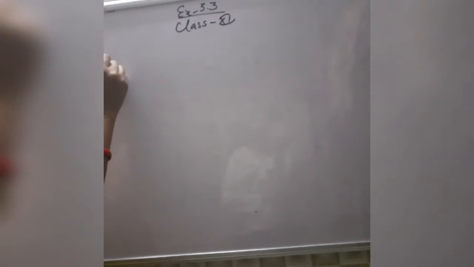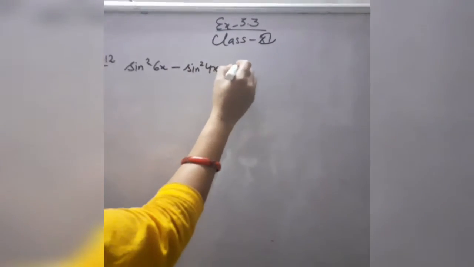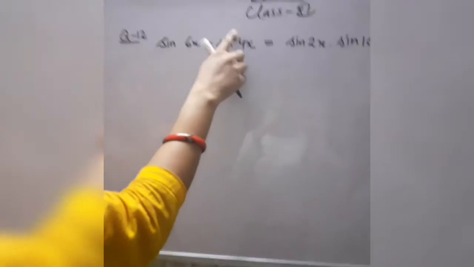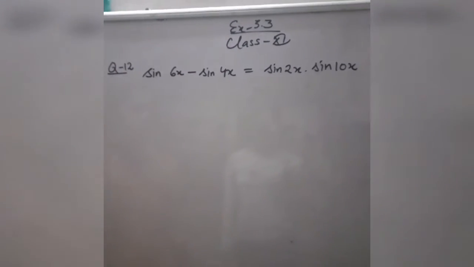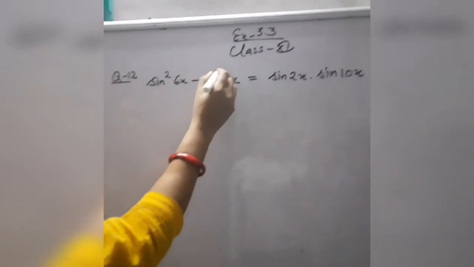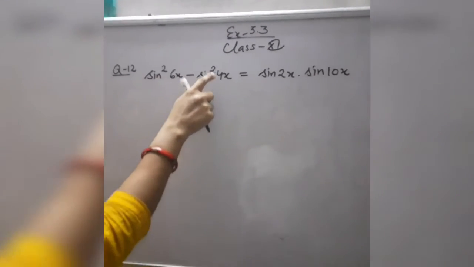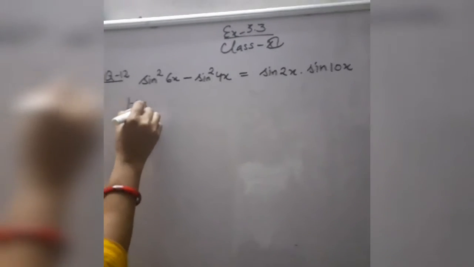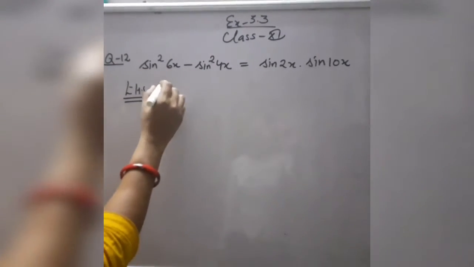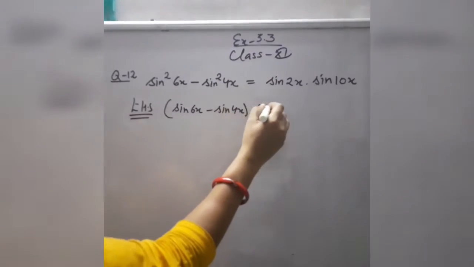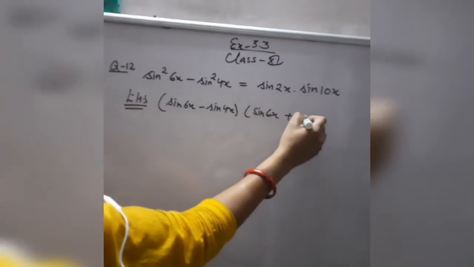In question number 12 the statement is sin square 6x minus sin square 4x. Prove that this equals sin 2x into sin 10x. If square is not given, you can easily use the formula of sin x minus sin y. But now square is given, and there is no formula for square. So first you will use the identity a square minus b square. By using this identity, sin square 6x minus sin square 4x can be written as (sin 6x minus sin 4x) into (sin 6x plus sin 4x).